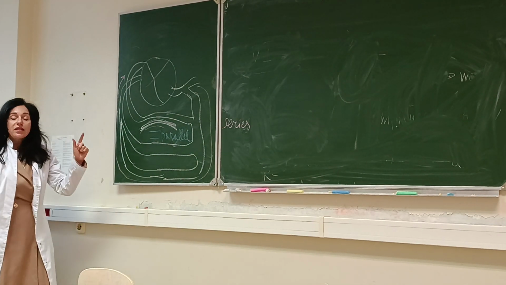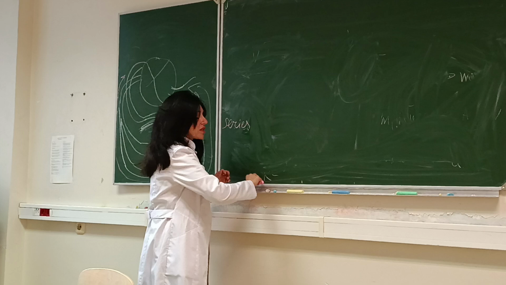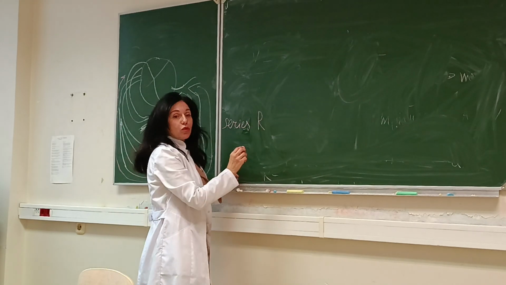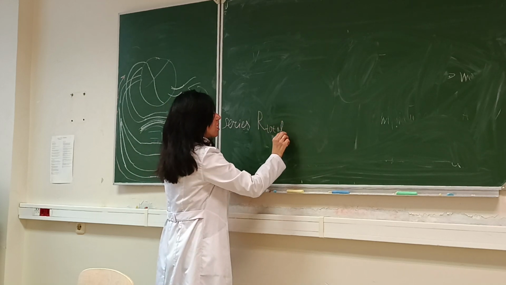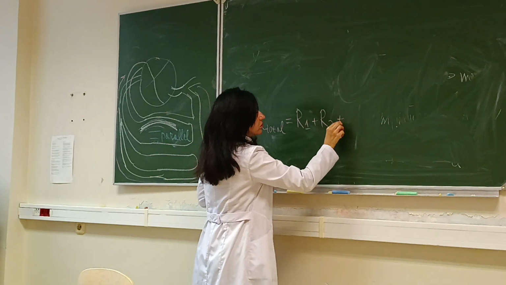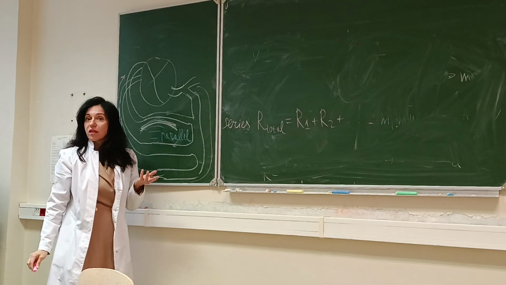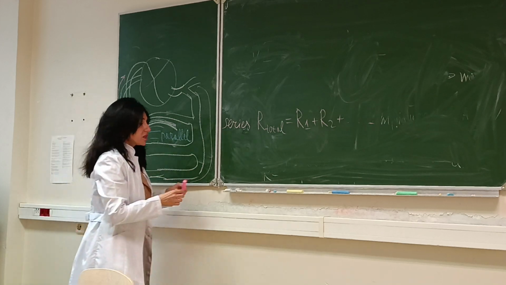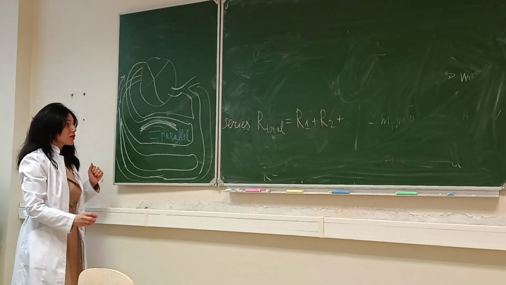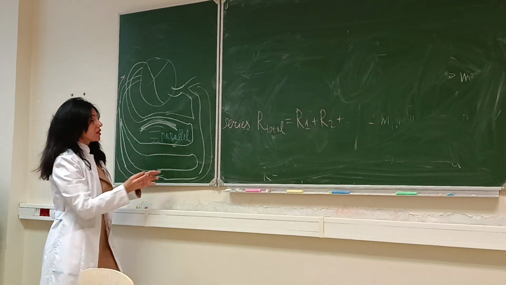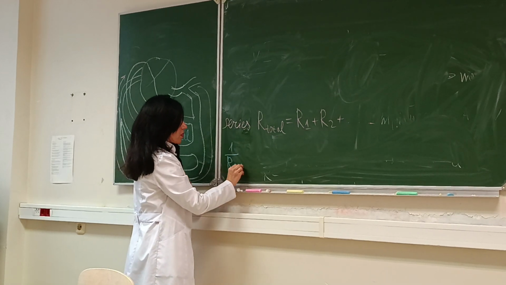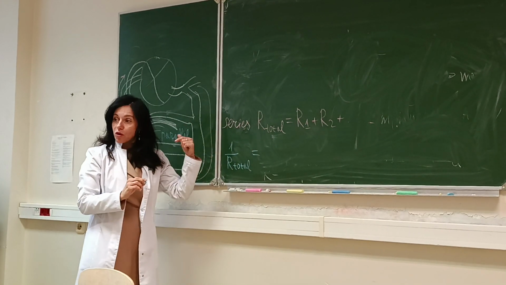Series resistance is described as the sum of resistance of each component: the total equals the sum of each component resistance. It's a physical law. And parallel resistance, I didn't lecture, but you have it in the textbook. Parallel resistance is described by another equation, inversely proportional.